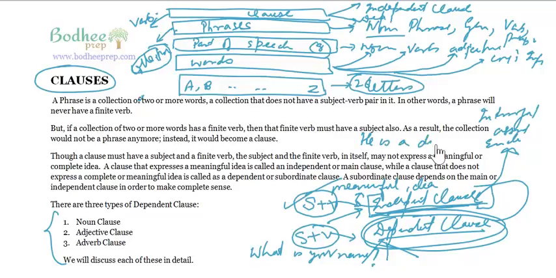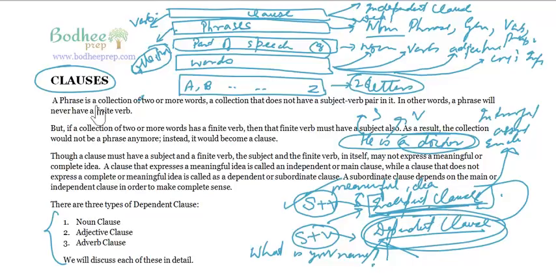'He is a doctor.' Now, 'He is a doctor' is a meaningful idea. It's an independent clause with the subject 'he' and the verb 'is'. And then you have something more, the subject complement, the object of the verb, whatever it might be. Don't worry about that. But we must know that the independent clause is the strongest and most meaningful unit of a sentence, right? The independent clause. Then comes the dependent clause.